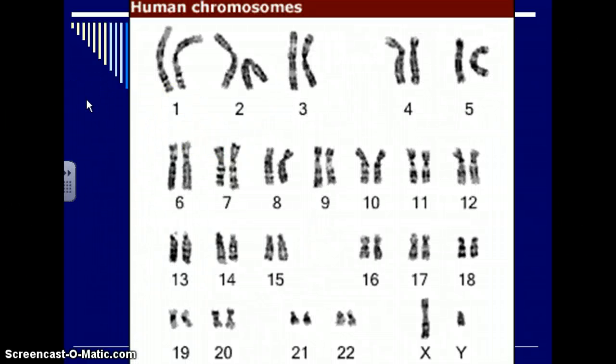Here's an actual example of a human karyotype. As you can see, they don't necessarily always look like X's, or in the case of a male, a Y, but it's the closest representation.